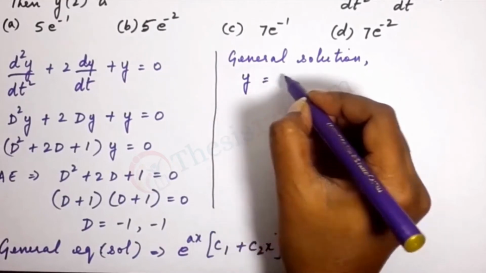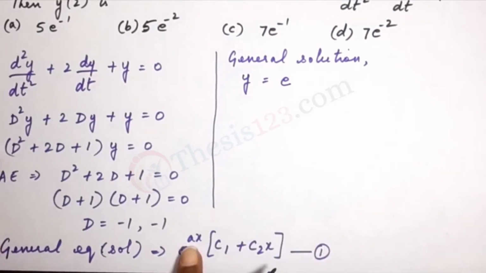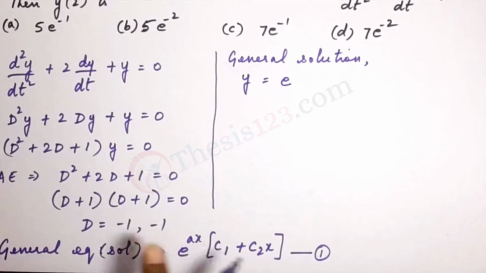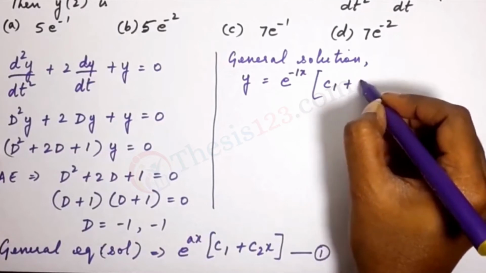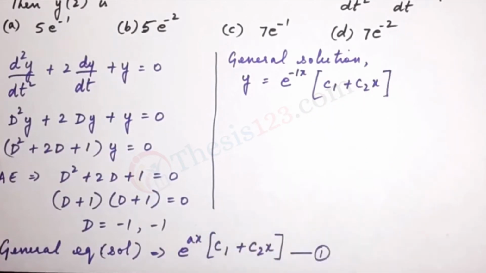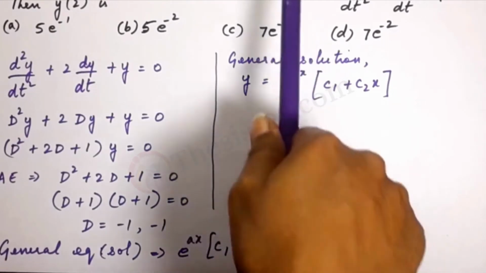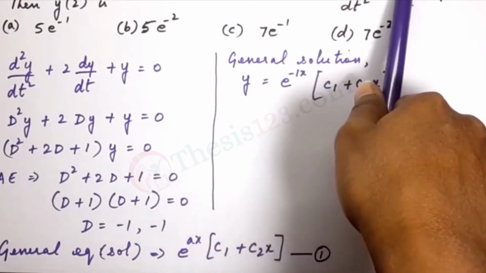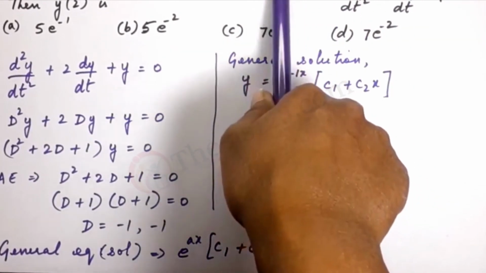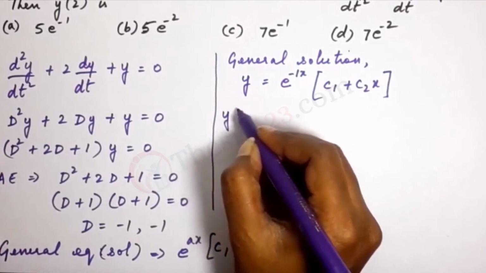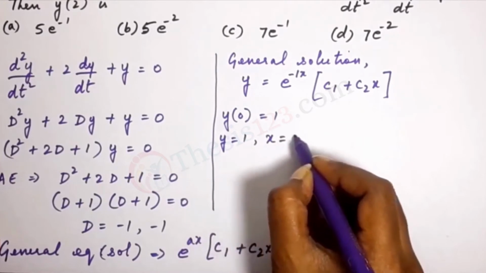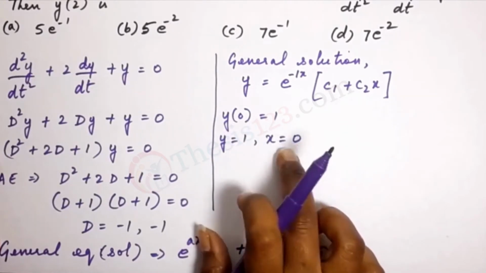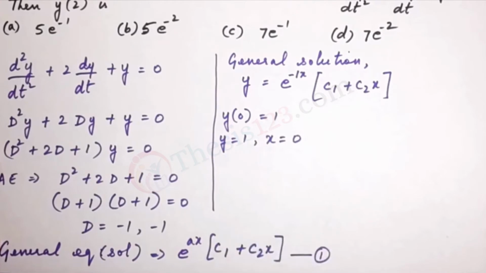y is equal to e power, now what is a? A is the root that we have here, minus 1. So e power minus 1x times c1 plus c2x. We need to find out what are the values of c1 and c2. So that's our next step. In order to do that, we take the help of the initial conditions given over here. Okay, so we start with y of 0 is equal to 1. When y of 0 equals 1, that means y is equal to 1 and x equals 0. Now let's substitute that here and see what we get.